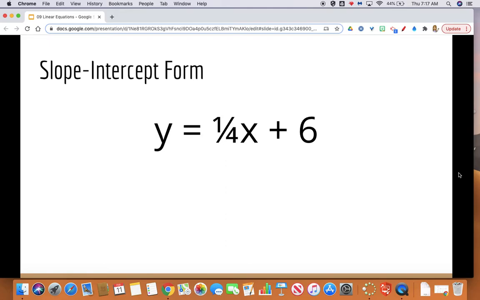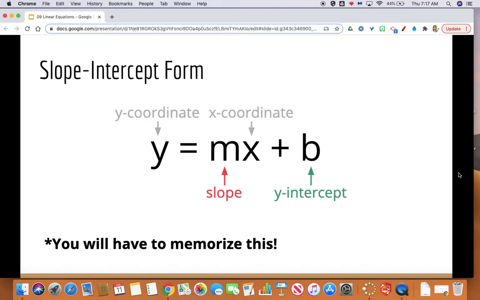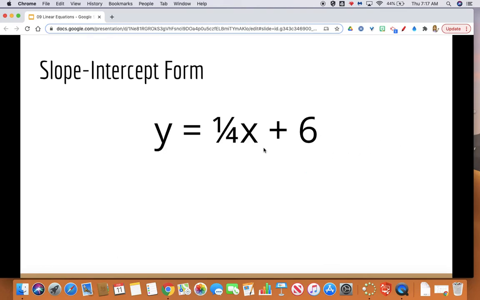So what is the slope of this line? Just a friendly reminder, slope is always going to be attached to that x. So what value is attached to that x? 1/4. So the rise would be 1, the run would be 4. What would our y-intercept be, where this line crosses the y-axis? That would be 6. Positive 6 is important to note there.